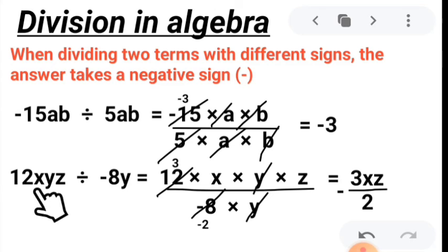In this case, we have 12xyz divided by minus 8y. Now, this 12xyz is positive and minus 8y is negative. So 12xyz means 12 times x times y times z divided by minus 8 times y. So if we divide 12 by minus 8, we get 3 over minus 2. And y here cancelled itself out. So we have x and z remaining. So our answer will be minus 3xz all over 2. Remember that when we are dividing two terms with different signs, the answer takes a negative sign. So this is positive and this is negative, so the answer is going to be negative.